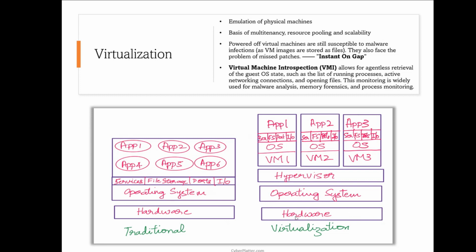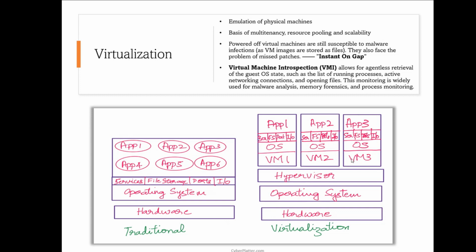You have physical server, that is the hardware. On top of that, you have operating system. But additional to that, you have a virtualization software, hypervisor, sitting on top of the operating system. On top of the physical server, we have virtual machines, and this virtual machine has its own services, file storage, ports, IOs, and it is dedicated to one application. So this application has its own specifications, right?